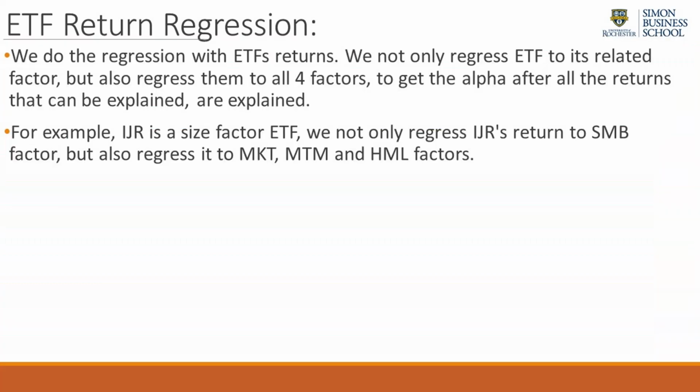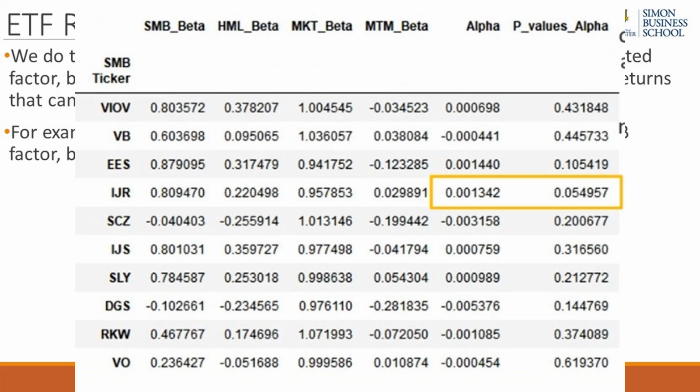We do the regression with ETF's returns. We not only regress ETF to its related factor, but also regress them to all 4 factors to get the alpha after all the returns that can be explained are explained. For example, IJR is a size factor ETF. We not only regress IJR's return to SMB factor, but also regress it to other 3 factors. This is a sample result of our regression. Out of 40 ETFs, IJR is the only one that has positive and significant alpha.